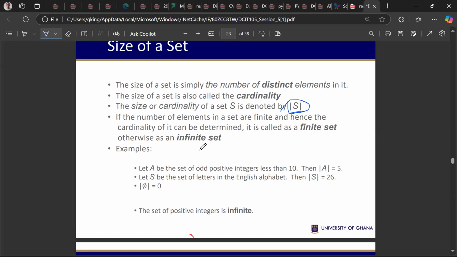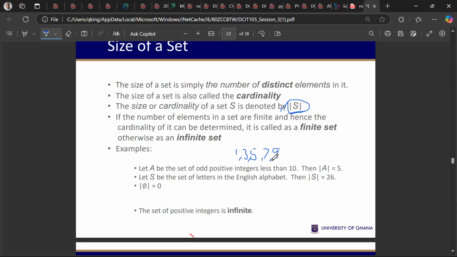And so we want to look at an example. Let A be the set of positive odd numbers less than 10. We all know that the positive odd integers less than 10 are 1, 3, 5, 7, and then we have 9.